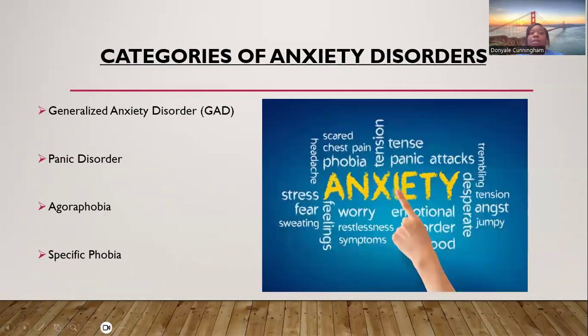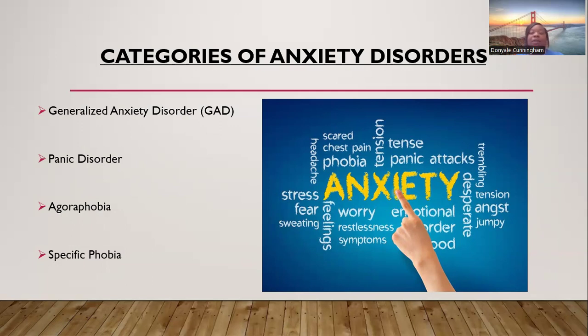So now we're going to talk about some categories of anxiety disorders. The first one is generalized anxiety disorder, GAD. This is chronic excessive worry about various aspects of life. This can be stress from work, health, or family. This has to last for 6 months or more and be accompanied by symptoms such as restlessness, fatigue, difficulty concentrating, irritability, muscle tension, and sleep disturbance.